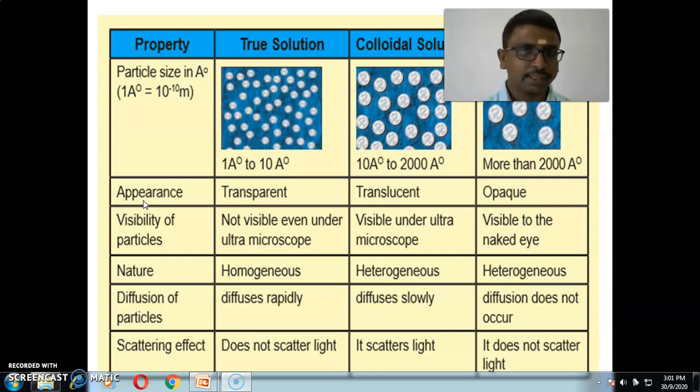And scattering effect. A true solution does not scatter light. So when we pass light through a true solution, we will not see a beam of light. The light is not visible in it. So scattering does not take place in a true solution, and also in a suspension the scattering of light does not take place. But in a colloidal solution, we can see the beam of light. So scattering of light takes place in the colloidal solution.